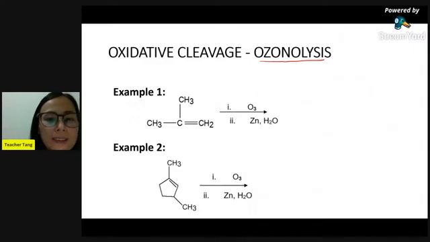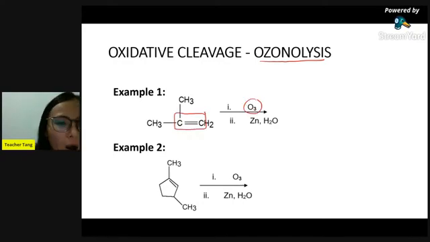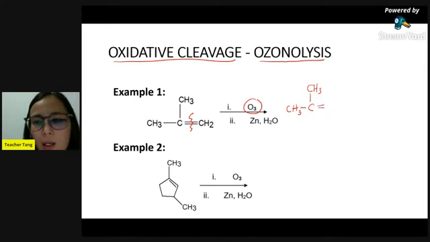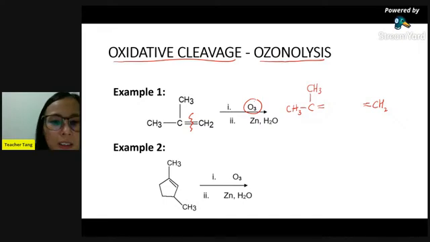So ozonolysis, you see ozone, so it means that this carbon-carbon double bond is undergoing oxidative cleavage. Cleavage means break. So what do you get? First you break the carbon-carbon double bond, like this. So this is oxidative cleavage. This is the oxidizing agent, so it will give oxygen to them.